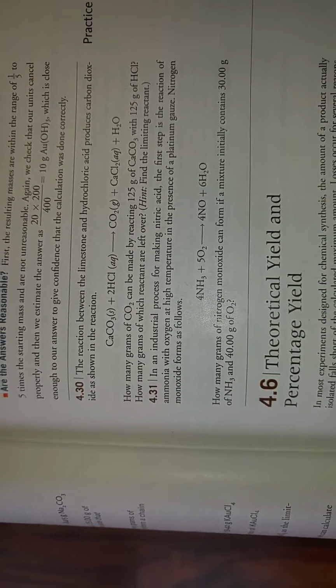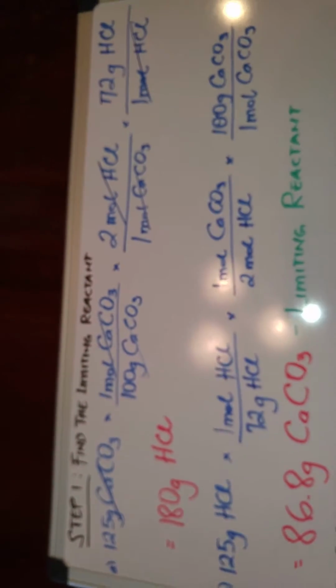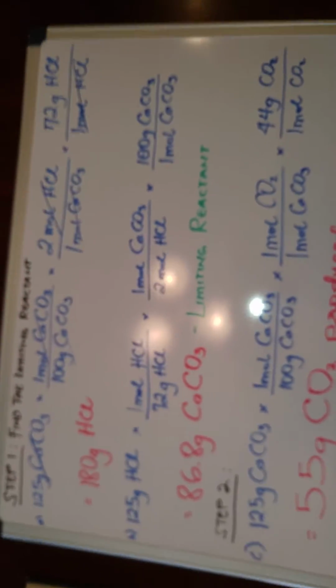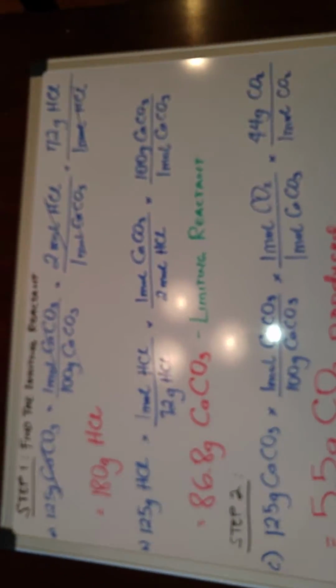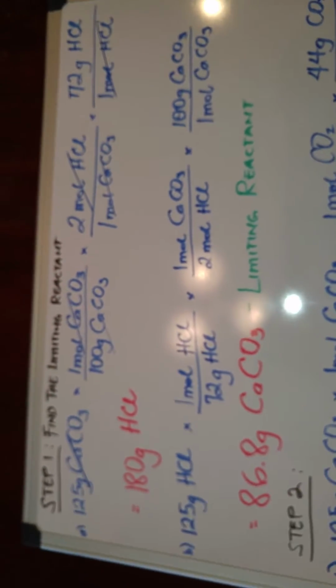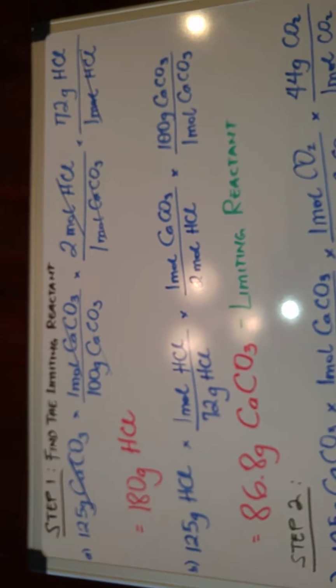It's a two-part question. The second part is how many grams of which reactant are left over, and it gives us a hint: find the limiting reactant. I've laid out the solution here using dimensional analysis, and what I first did was to determine the limiting reactant.